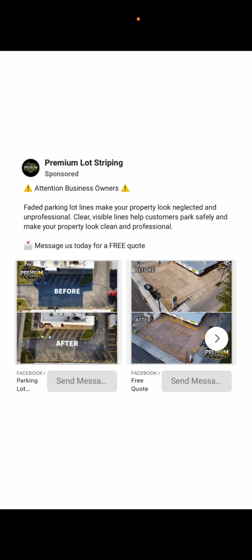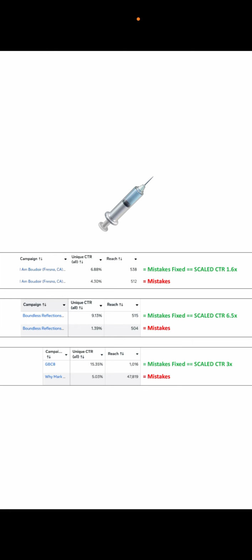All right, going to point out a few things here that are slowing down y'all's Facebook ad results. And I will give you guys the fixes for $7. But first, some proof. So these are some ads that I have fixed their mistakes, increased their metrics.